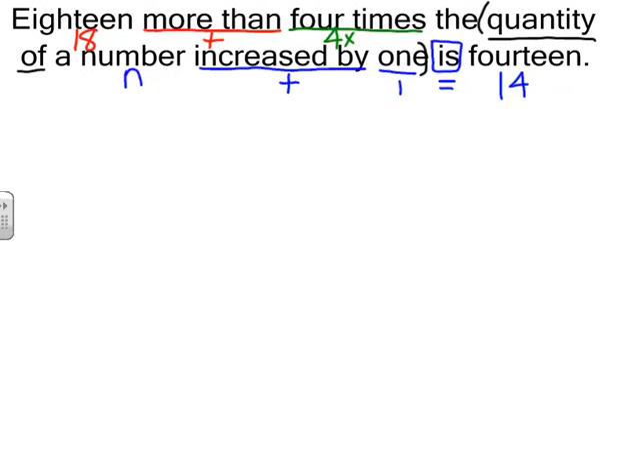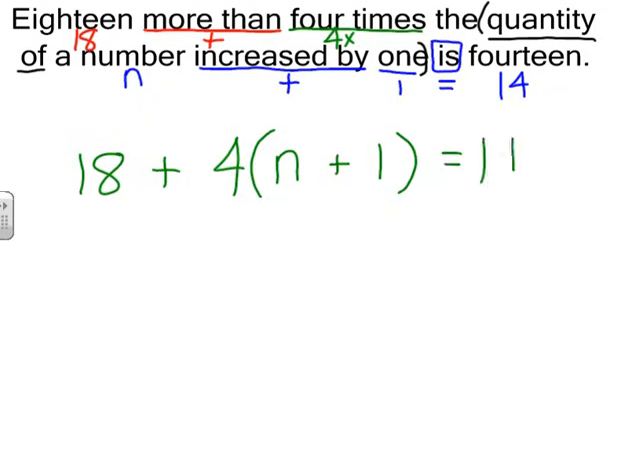Okay, let's piece all of that together into a statement. So we have 18 more than 4 times the quantity, and since we're using parentheses, we don't necessarily need that multiplication sign, although if you want it in between the 4 and the parentheses, you can put it there. So we have a number increased by 1, 4 times the quantity of a number increased by 1 is 14. Okay, there's the equation that we're going to start with.